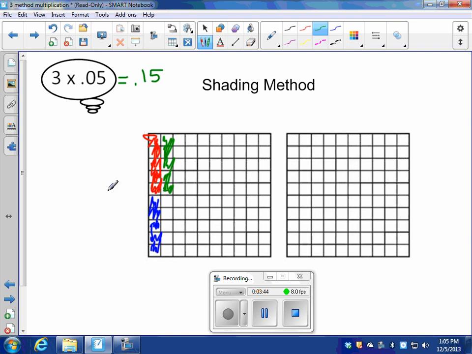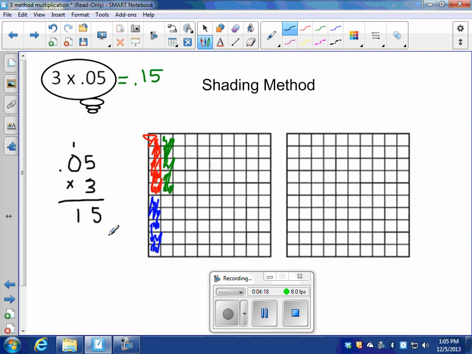Now, last I'm going to show you the standard algorithm. Whenever you're multiplying with decimals, you want to put the longer number on top. So the number with the most digits goes on top. So in this case, it's going to be 0.05. Notice I didn't say the bigger number on top, I said the longer number. So we're going to set it up like this. And now I'm going to multiply just like I normally would. So 3 times 5 gives me 15. 3 times 0 is 0, plus 1 is 1.